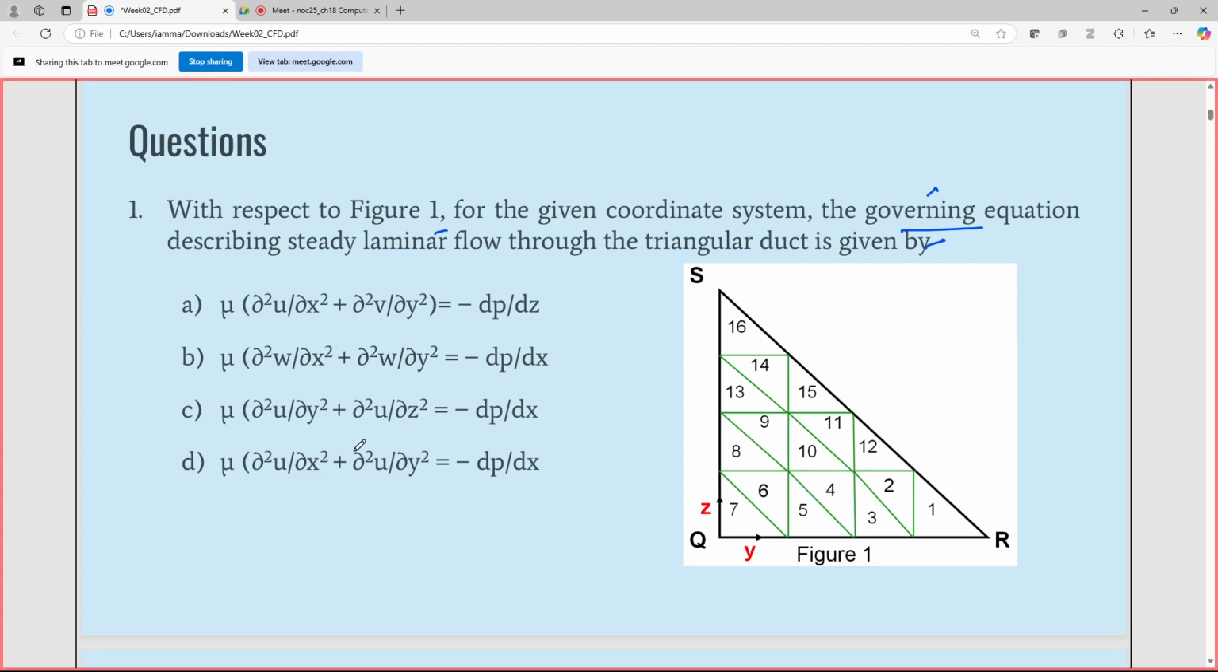Option C, mu into dou square u by dou y square plus dou square u by dou z square is equal to minus dp by dx. Option D, mu into dou square u by dou x square plus dou square u by dou y square is equal to minus dp by dx. You can inbox your answers. The question is, which of the following is the governing equation describing the steady laminar flow through the triangular duct as given in figure 1?